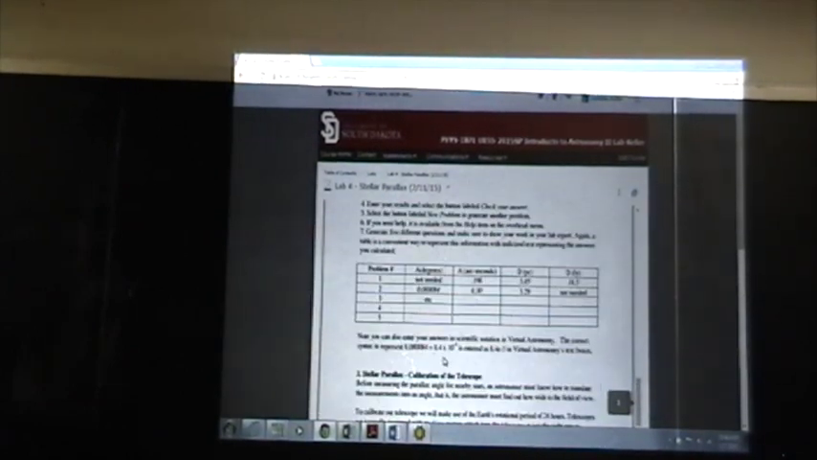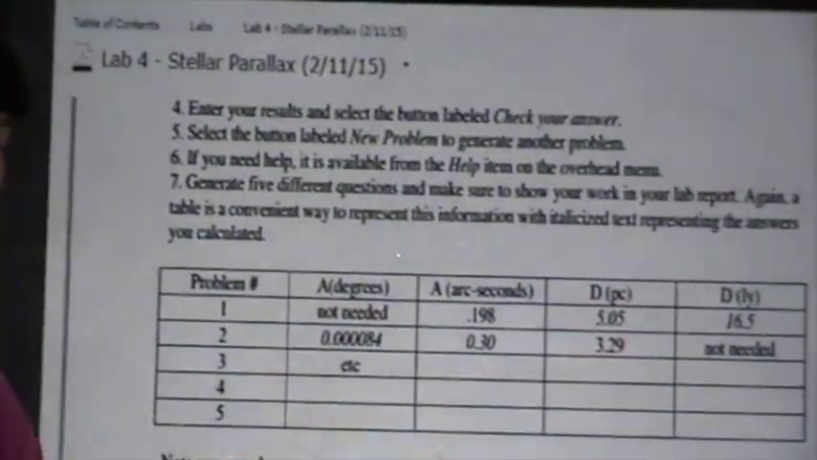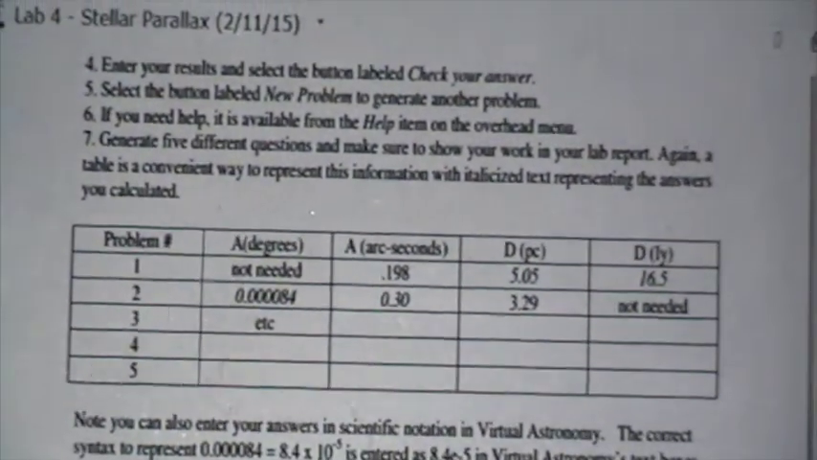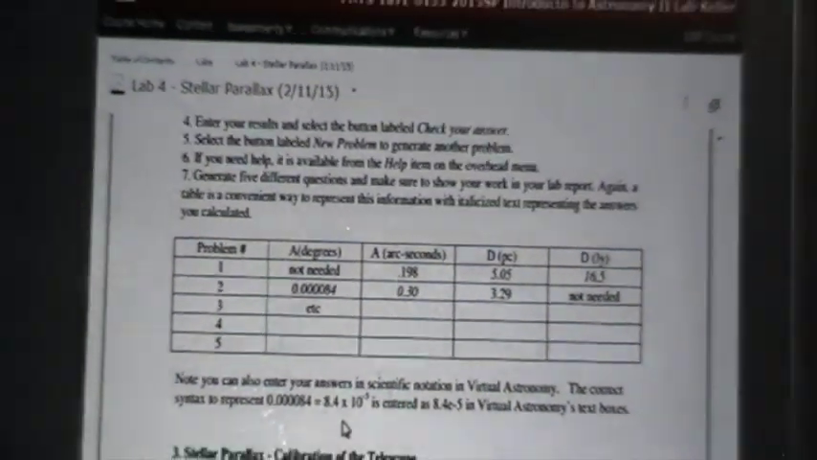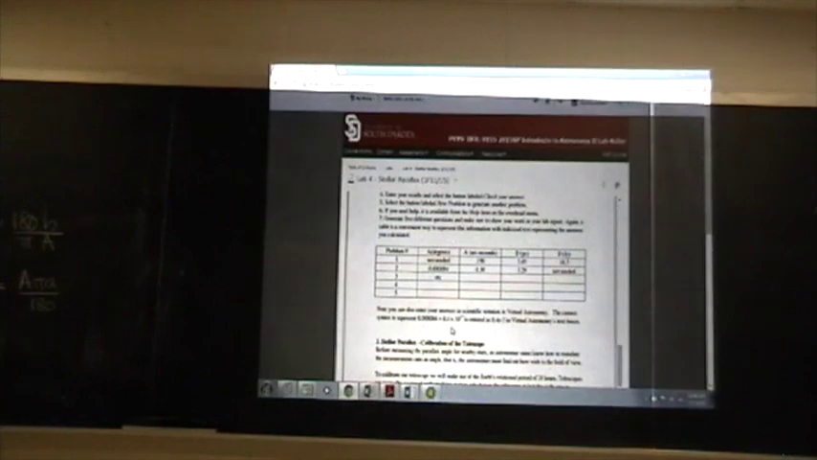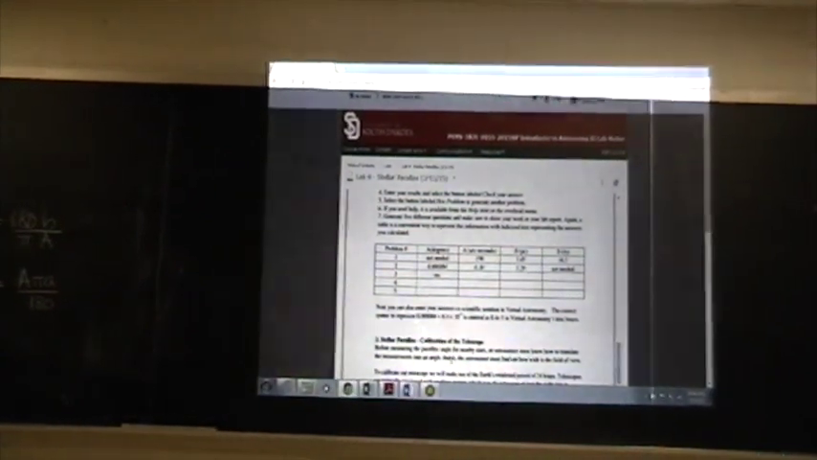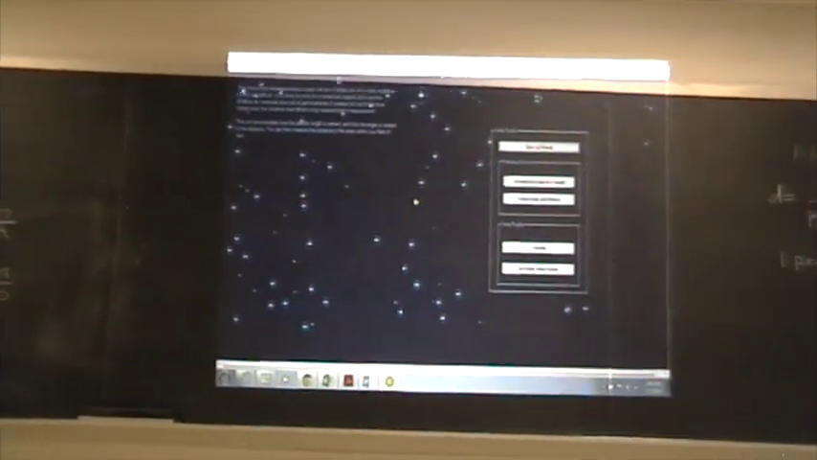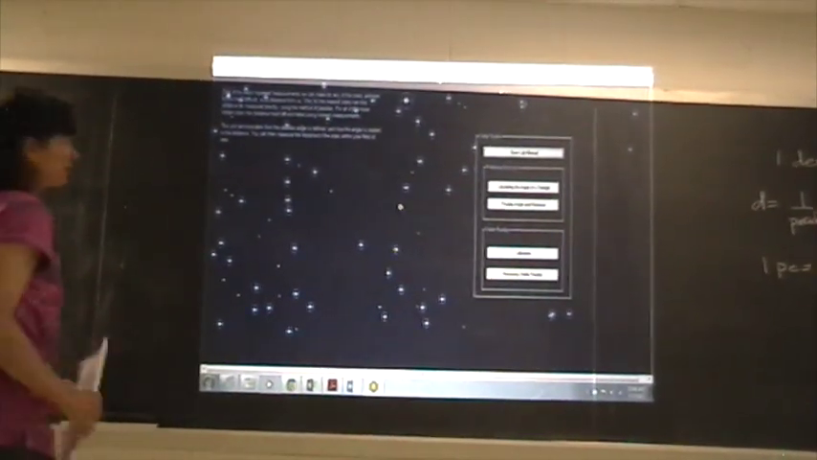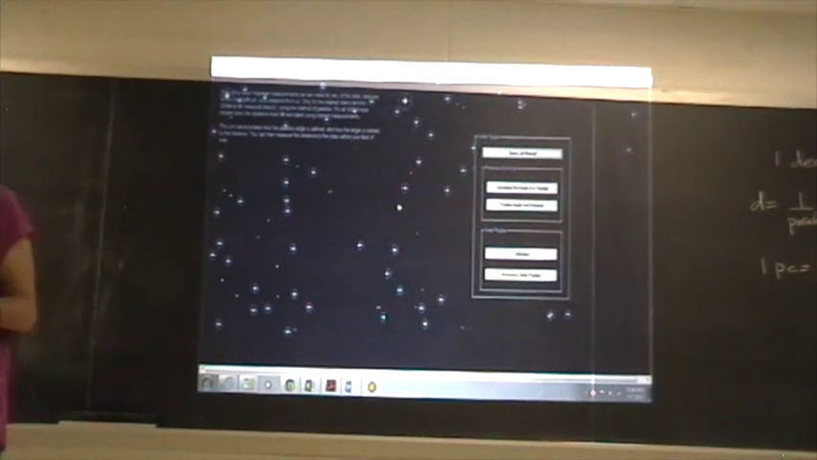And just like you did for the previous exercise, for this one, you will also have a table that you should fill out, again where you circle the answer that you were asked to calculate for that particular problem. After you've had some practice with using angles to determine distances, we'll then go on to measuring the actual values for some stars. The first thing you need to do is you need to calibrate your telescope.